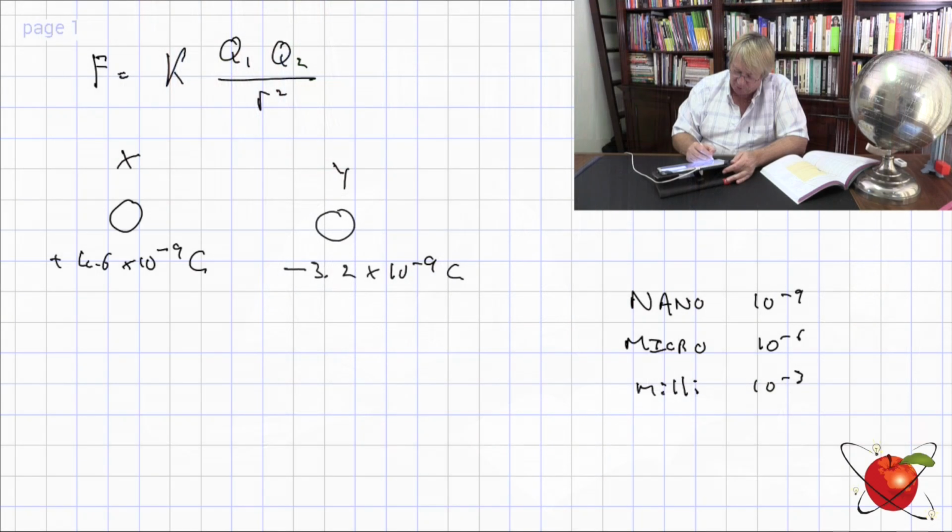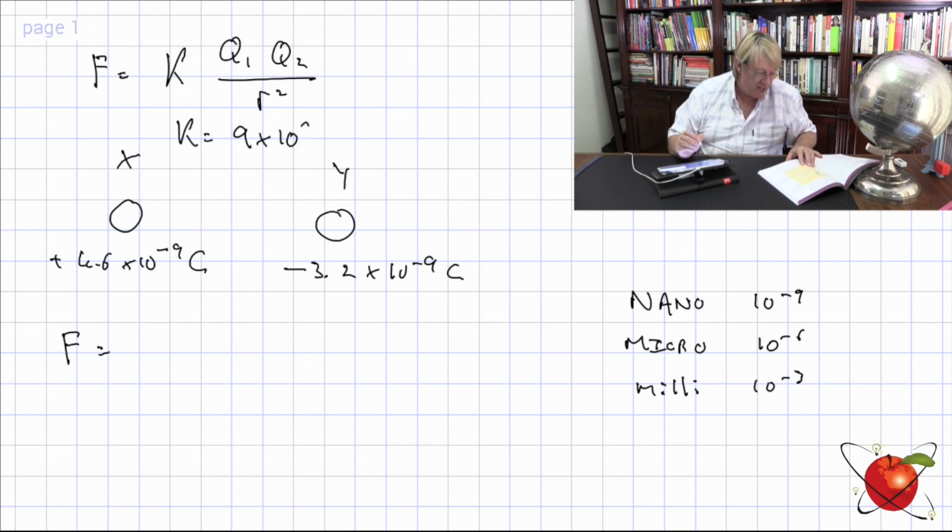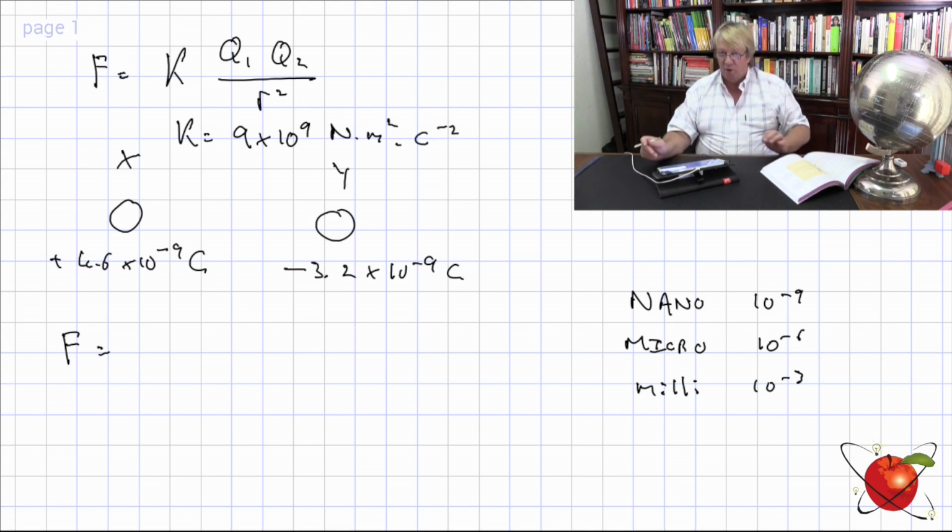They now say, what is the force between these? Right, first of all, we say force is equal to K. Now, what is K? K is equal to 9 times 10 to the 9. They will give you units with it: newton square meters per coulomb squared, or coulomb to the minus 2. Okay?